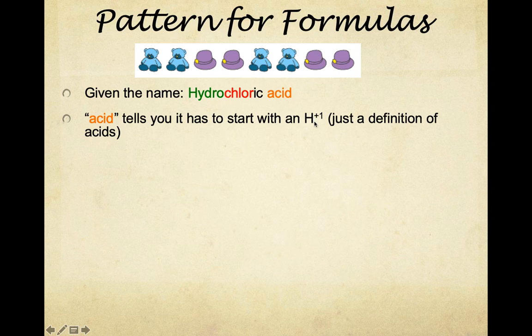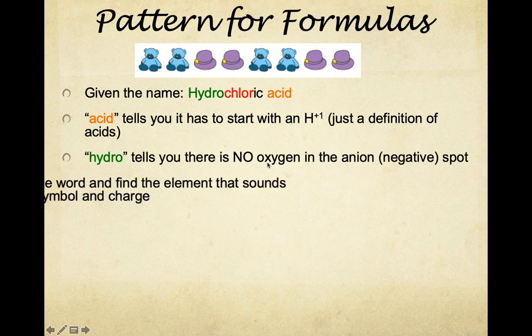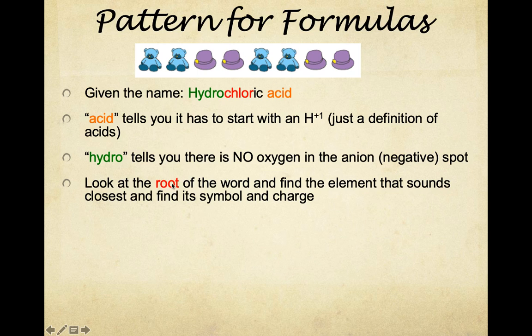But then we have to figure out what it's bonding to. So if it says hydro, that means that there are no oxygens in the anion part of the formula. The cation is the positive part. We already have that. The anion is whatever is negative, balancing that positive charge. So because it says hydro here, there's no oxygens. That means you're going to find the root of the word. So hydrochloric, the root would be like the middle part of it. And what element sounds closest to that? So in our case, it's chlor. That's the root of this word.